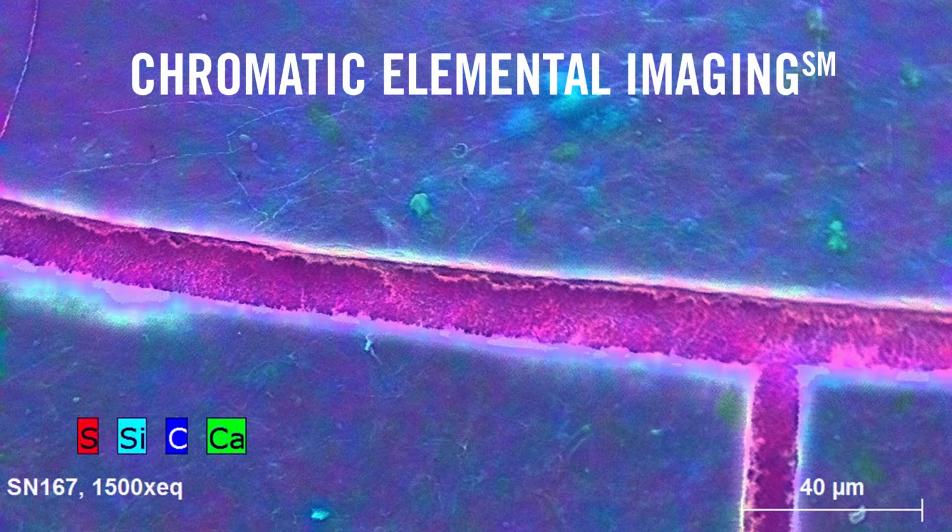From the imaging, we see the dark blue representing carbon, which in this case represents the organic material. The crack in the imaging reveals the membrane layer. This imaging indicates a significant organic fouling layer.